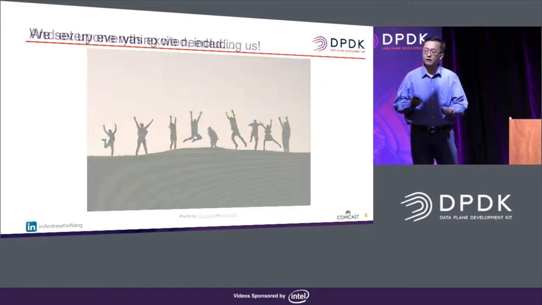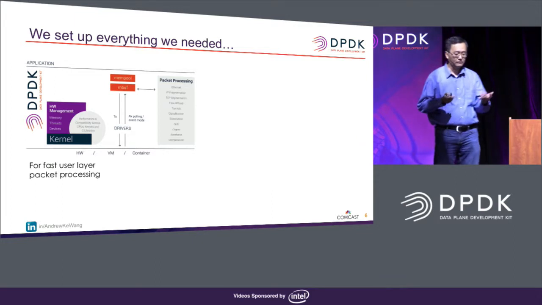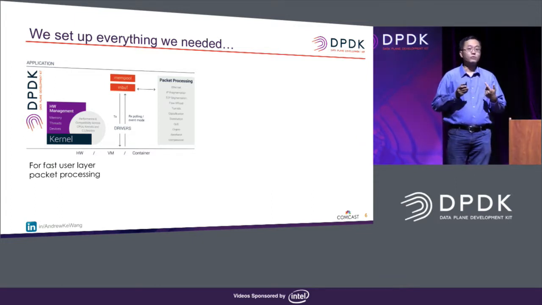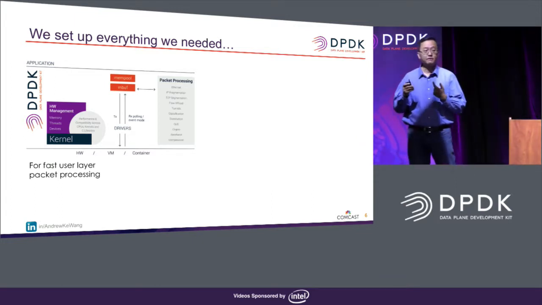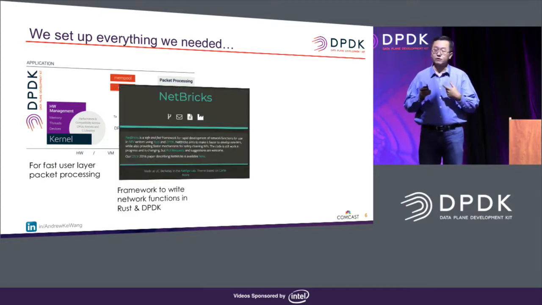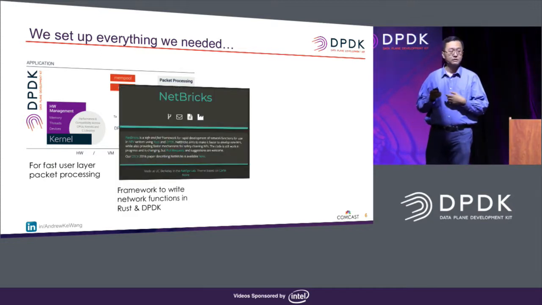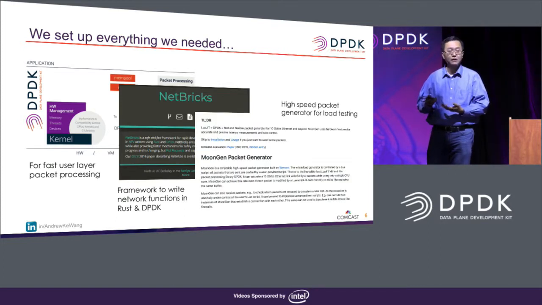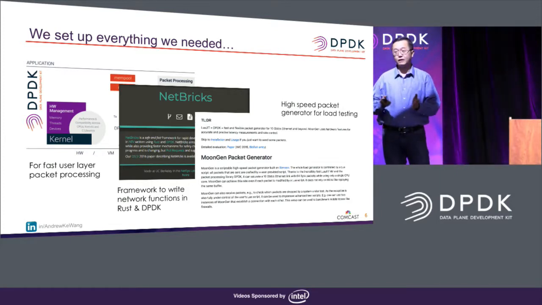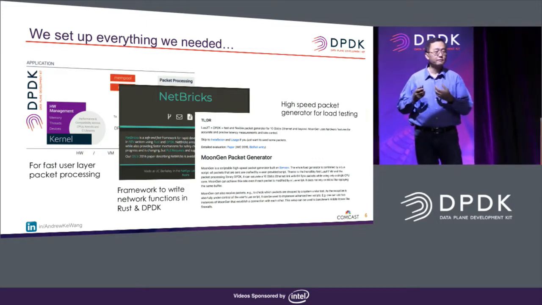So we set up DPDK, a user layer, fast packet processing. We found a framework where we could develop our functions using Rust. It's called NetBricks. So we started developing, and to generate load for testing, we use something called MoonGen, to write our tests and generate traffic. And we set up all this in a VM. We brought this VM up on our laptops, and we could write functions.